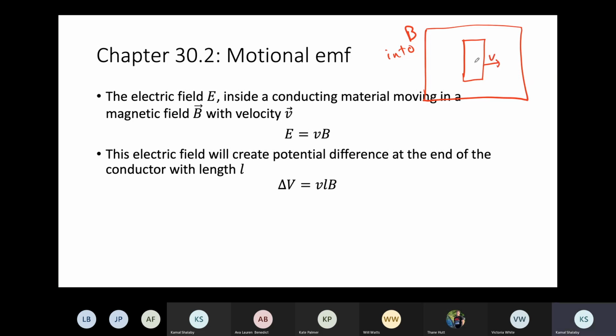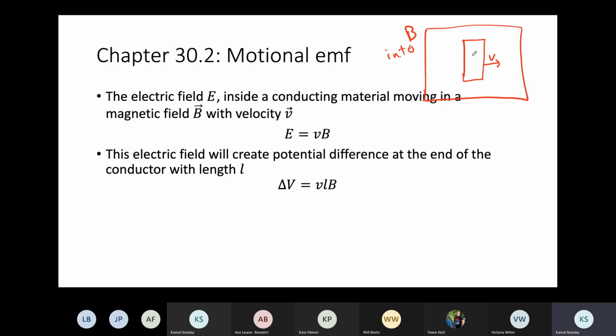It's just a piece of metal. It doesn't have to have any extra charge or anything. It's just a piece of metal in a magnetic field, and as it has speed inside the magnetic field, that in itself will produce an electric field inside it.